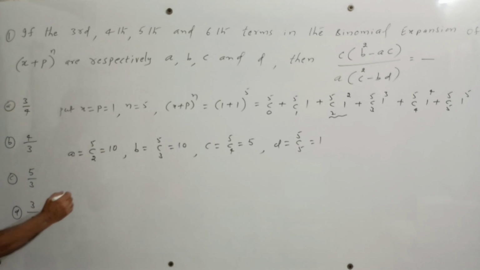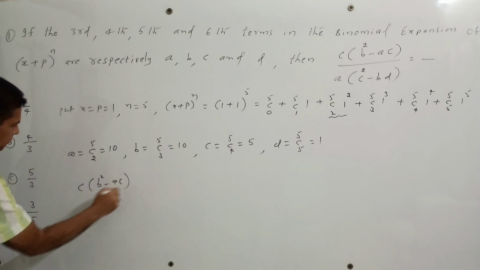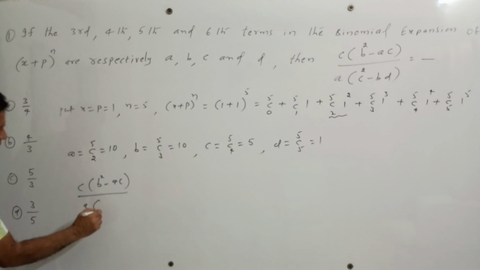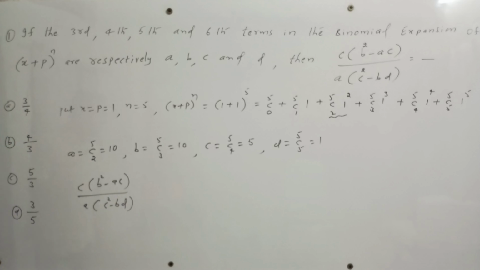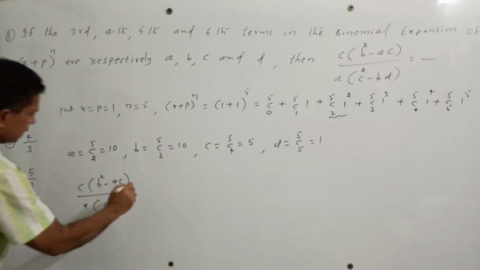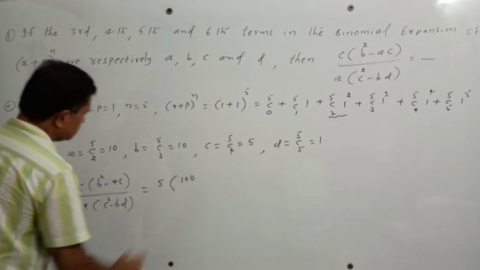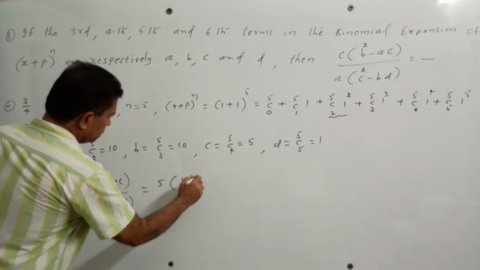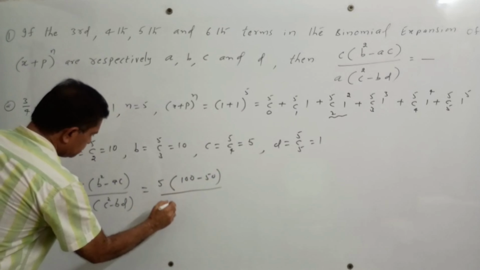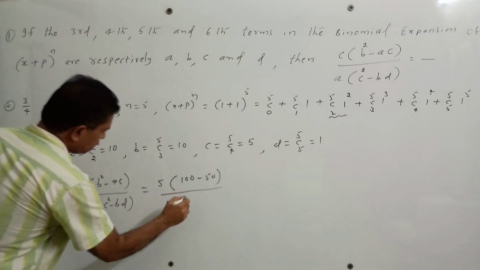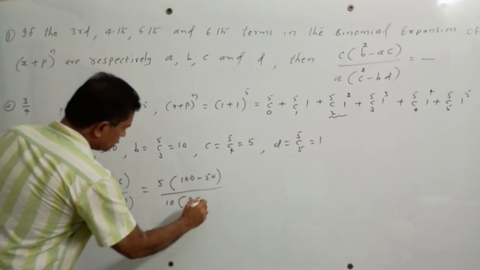We have to calculate the value of (c b² − ac) divided by (a c² − bd). We want the value of this expression. c means I am writing 5, b² means I am writing 100, ac becomes 50, whole by a becomes 10, c² becomes 25, bd becomes 10 into 1, that is 10.